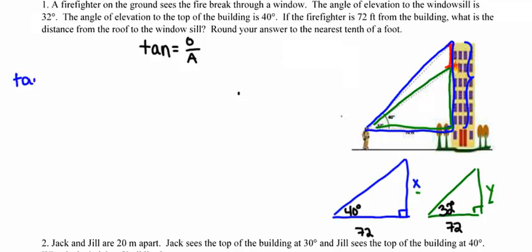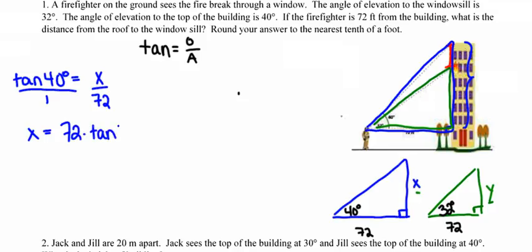So the tangent of my angle of 40 degrees is equal to the leg opposite the 40 degrees, which is x, over the leg adjacent to the 40 degrees, which is 72. I'm going to cross multiply. In one direction I find x is equal to, and going in the other direction, tangent of 40 degrees times 72, or in other words, 72 times the tangent of 40 degrees.